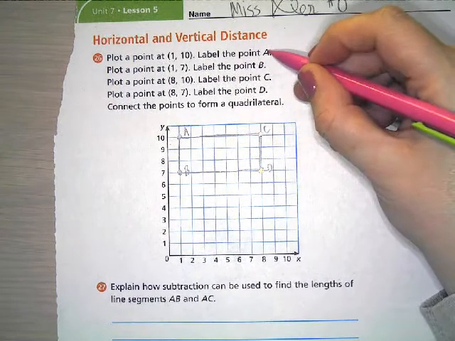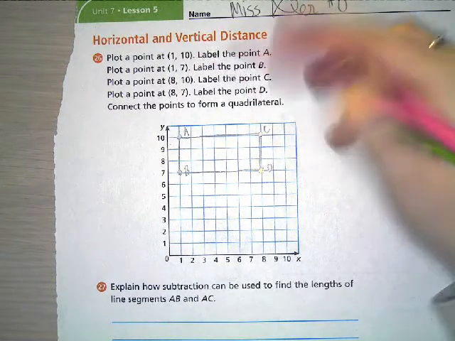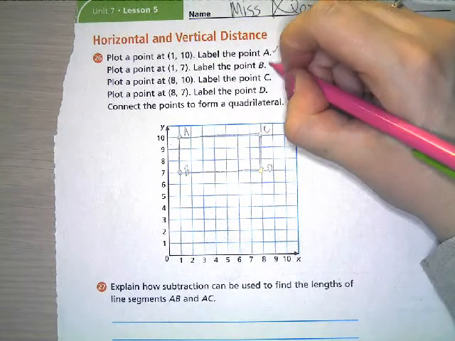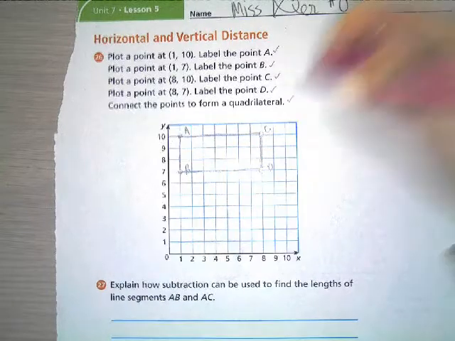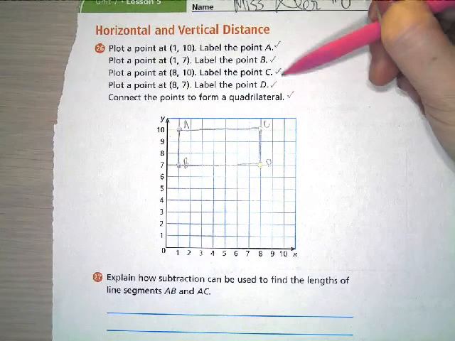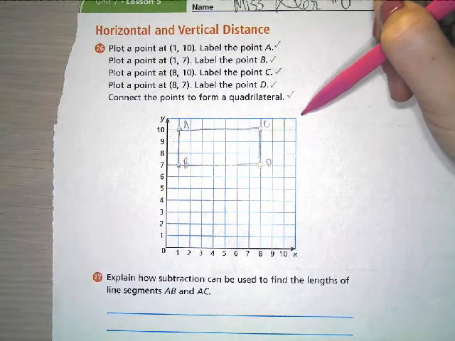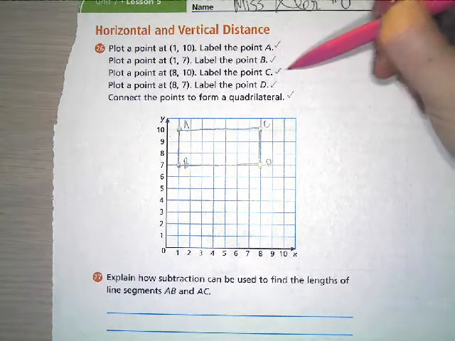Okay. So we did all of those things. Let's go back through and put little checkpoints. Did we put at 1, 10, did we put an A? Yes. Did we put a B? Yes. C, D, did we connect the points? Yes. That's going to be kind of how you do these assignments, is go through each step and check it off as you go. Sorry, we should have been doing that as we did it.